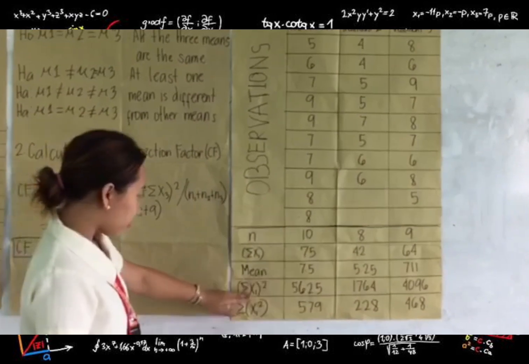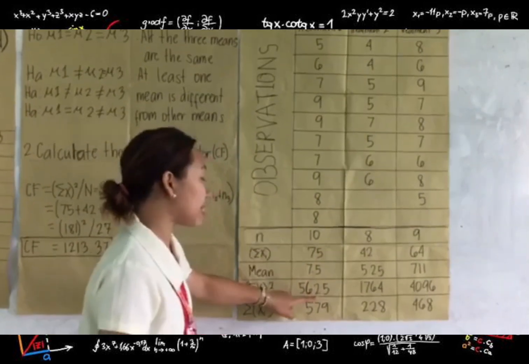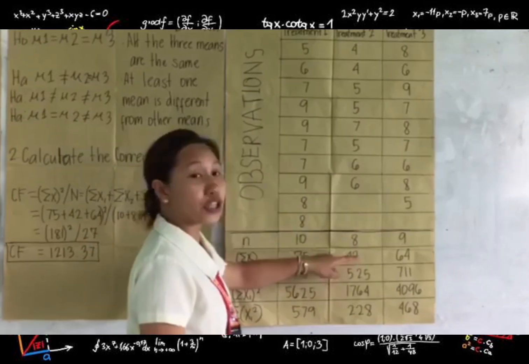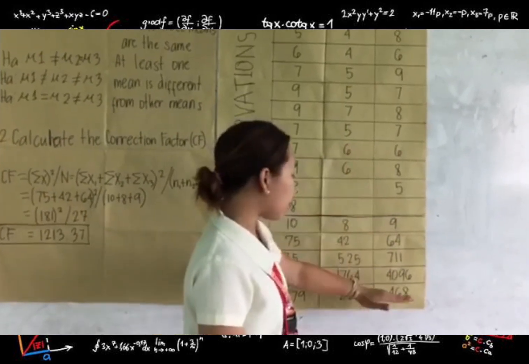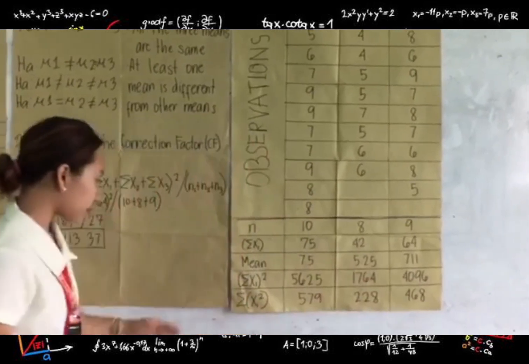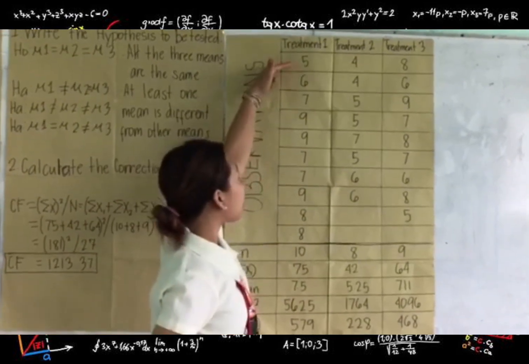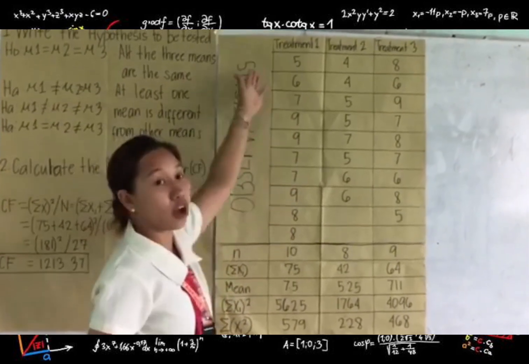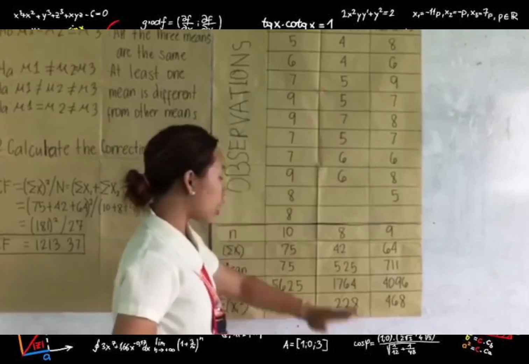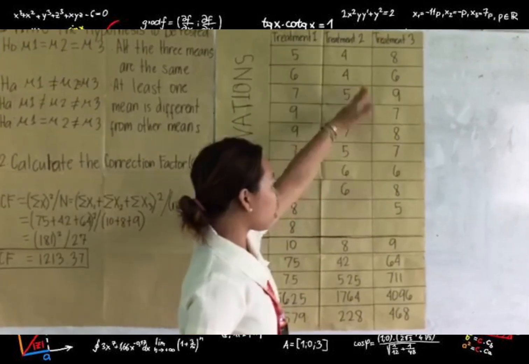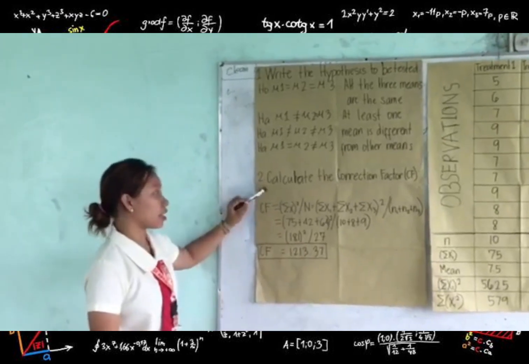For the summation of x sub 1 squared, we squared 75, which gives 5,625. We squared 42, which gives 1,764. And we squared 64, which gives 4,096. For the squared values of each observation, we squared them and then totaled them. So we have completed the data, and we can go back to calculating the correction factor.